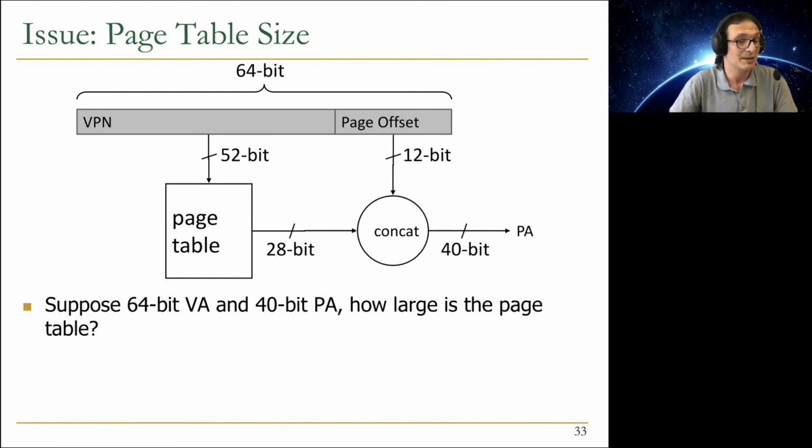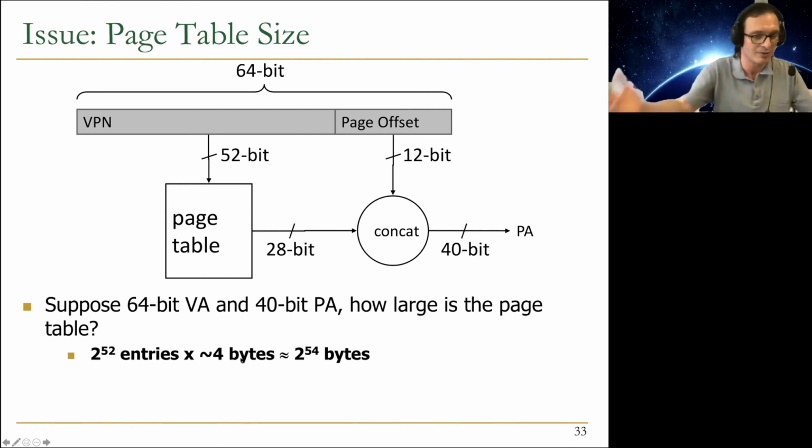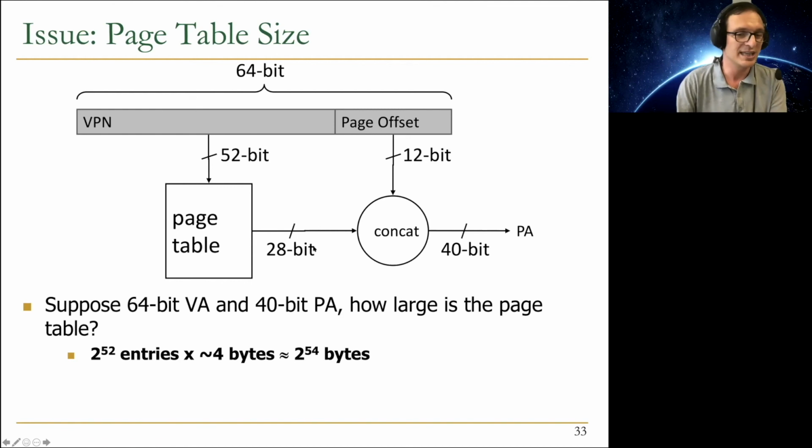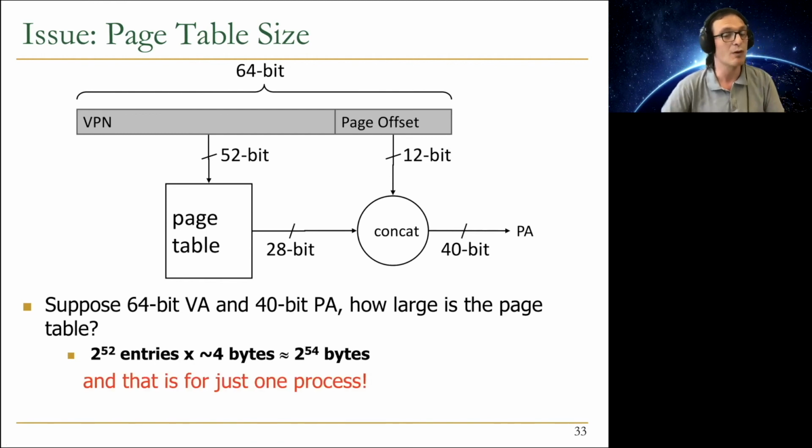How large is the page table? Well, I didn't give you everything over here, but you definitely need to have 2 to the 52 entries. Assume that each page table entry is 4 bytes, which is a stretch, because it's going to actually be bigger than 4 bytes since you need to store some other information than just the physical page number and the valid bit. So 2 to the 54 bytes. That's a lot of memory, right? And that's just for one process.